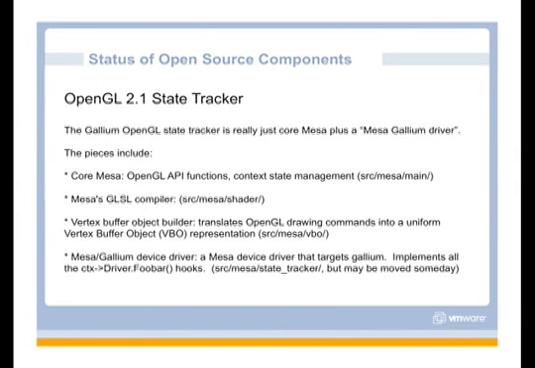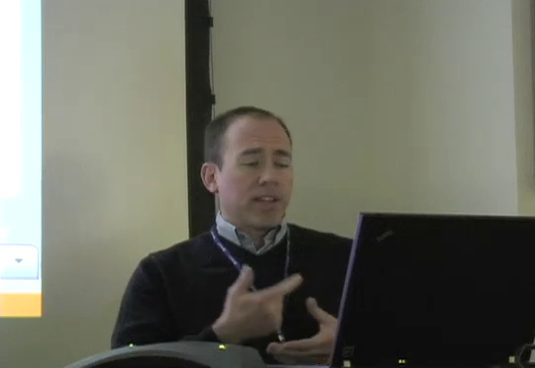Another piece we use is the VBO, or Vertex Buffer Object module. That's basically a module which takes all the various ways that OpenGL can draw something and boils it down to basically one unified drawing call. So whether you use glBegin and glEnd, glDrawArrays, glDrawElements, glEvalMesh, or call a display list, that all eventually goes through the VBO module and gets boiled down into nice, tidy vertex buffer objects and vertex arrays. So we reuse that part as well.